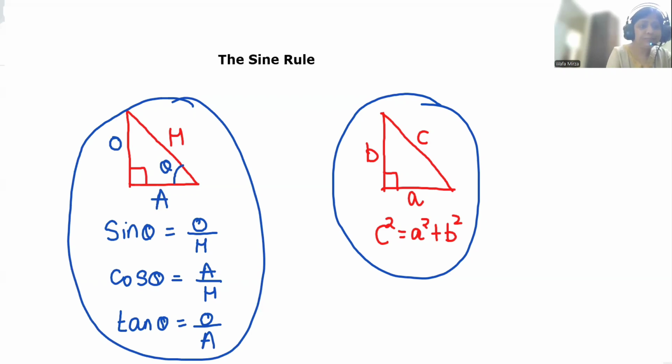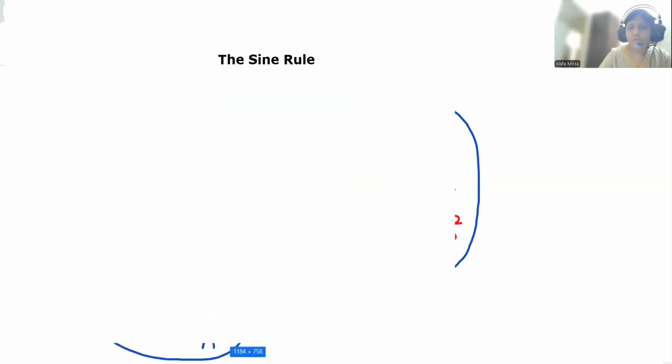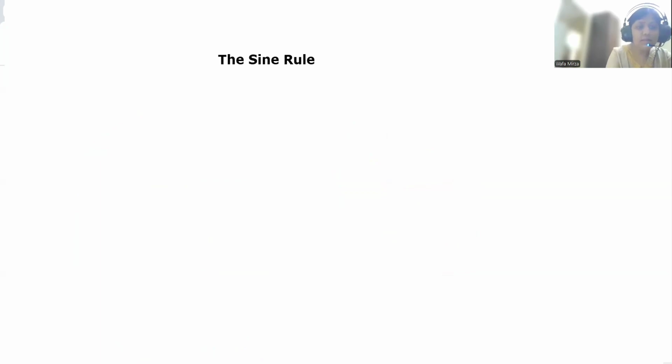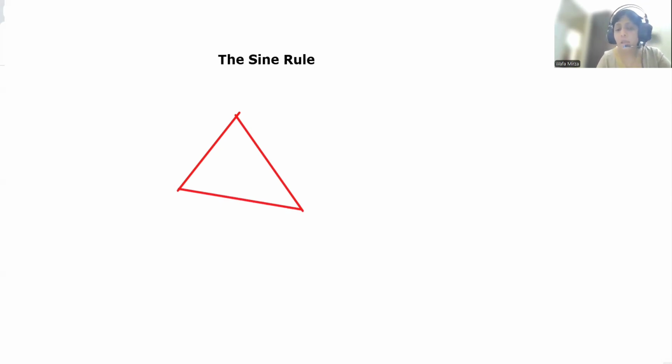So let's see here. Suppose you are given a triangle which is not a right angle triangle. So let's draw one triangle here. Let's say that this triangle is not a right angle triangle, right? First of all, we will learn how to label the angles and how to label the sides. Let's say that this angle is angle A, this angle is angle B, and this angle is angle C.